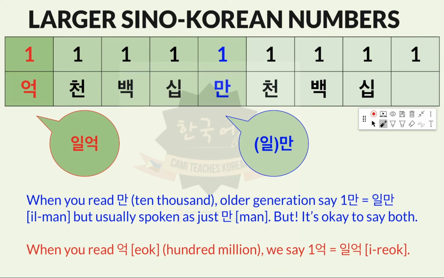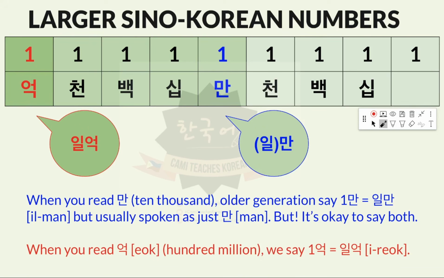So, man by itself, you can just say man. But it's okay to say ilman or man lang. It's okay to say both. So, it's walang kaso na sabihin po yung ilman. And when you read the ok, 100 million, we say irok. So, 1 ok, irok, that's 100 million. 100 million na ang ibig sabihin nun.